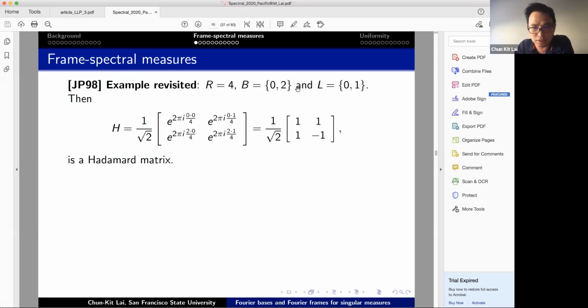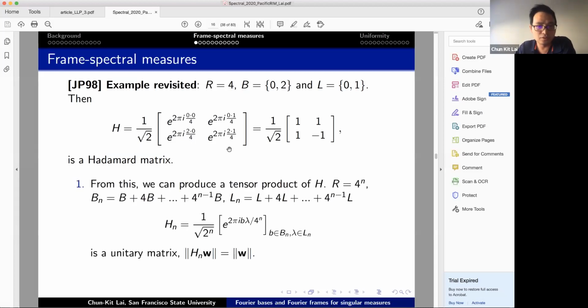If you look at this one with L being 0, 1, I form a matrix. The spatial variable is 0, 2, and the frequency is 0, 1. Then you compute the Fourier matrix. It is actually a Hadamard matrix, which means it's orthogonal. The rows are mutually orthogonal, and the columns as well. So if you interpret it in the Cantor set, that means the first level of the Cantor measure, which is an infinite convolution of discrete measures, is a spectral measure. It's a discrete point spectral measure.